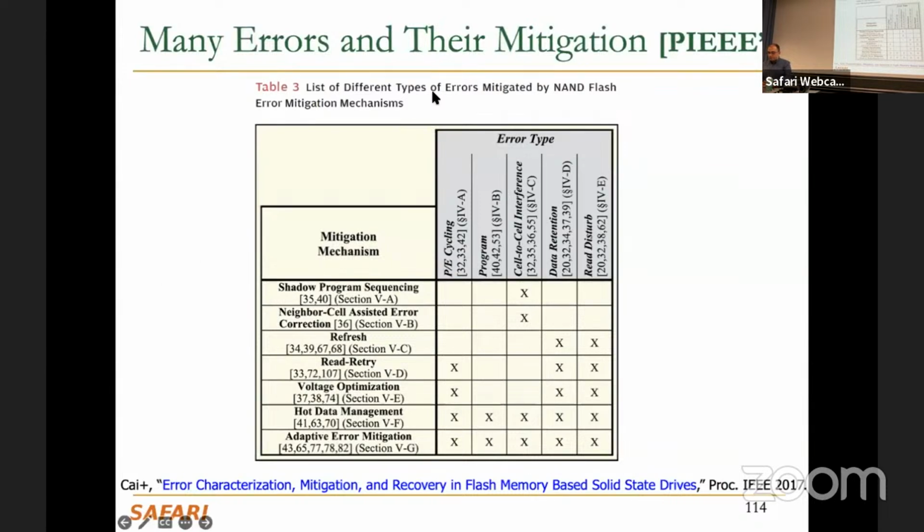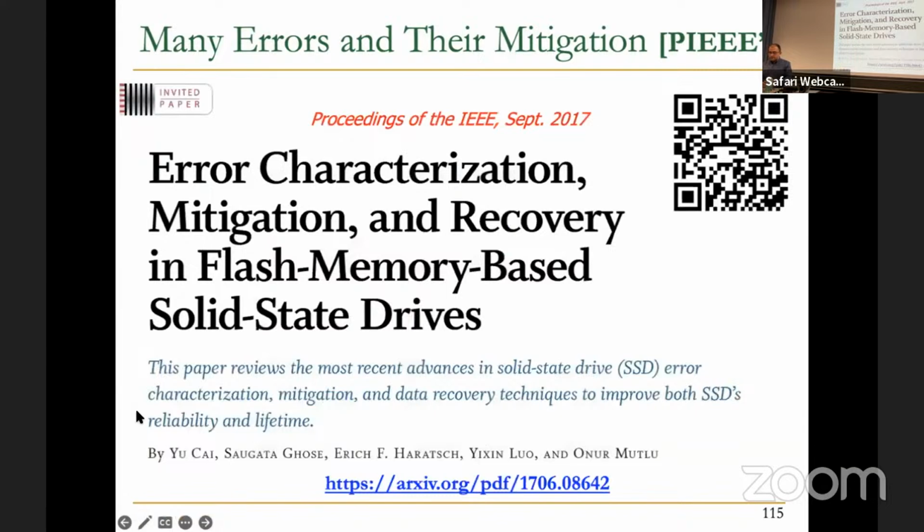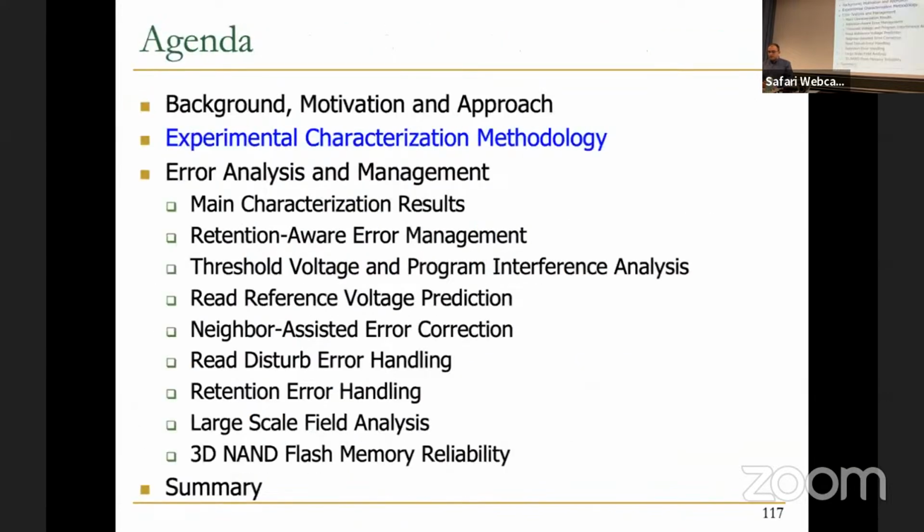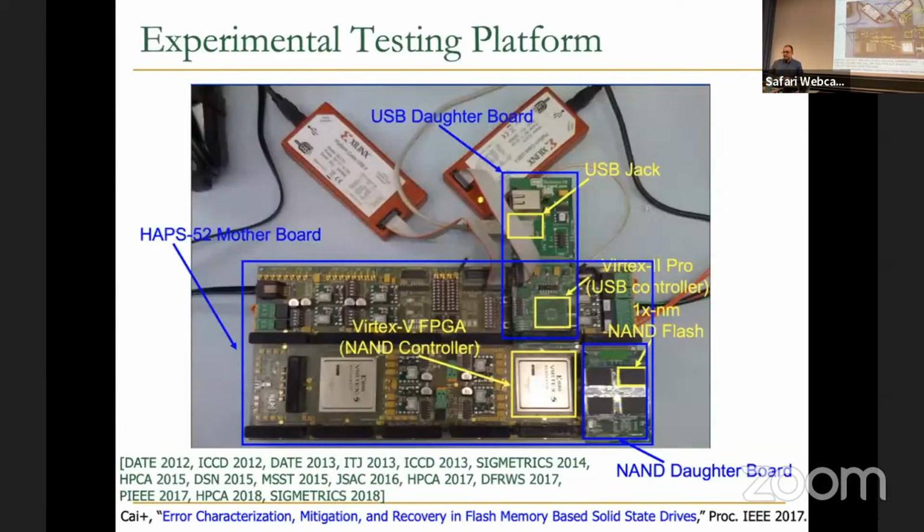Here is a list of different types of errors mitigated by NAND flash error mitigation techniques. These are different papers and references, with the error type and how people have overcome it. It's actually a very nice survey, so if you want to read about it, you can check this paper to get a lot of good information about it.